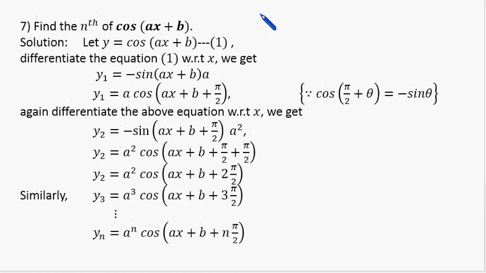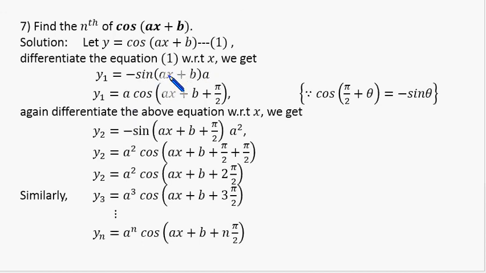Similarly, for the nth derivative of cos of ax plus b, we call the given equation as 1. We are differentiating equation 1 with respect to x. y1 is equal to the derivative of cos of ax plus b, that is minus sine of ax plus b into the derivative of ax plus b, that is a.